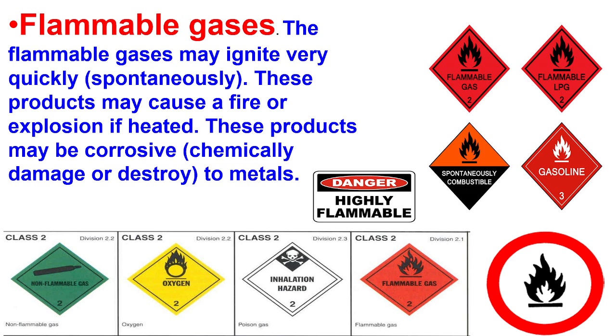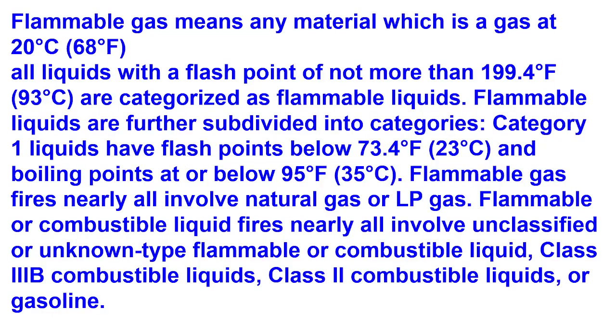Flammable gas means any material which is a gas at 20 degrees Celsius. All liquids with a flash point of not more than 199.4 degrees Fahrenheit are categorized as flammable liquids. Flammable liquids are further subdivided into categories. Category 1 liquids have flash points below 73.4 degrees Fahrenheit and boiling points at or below 95 degrees Fahrenheit.